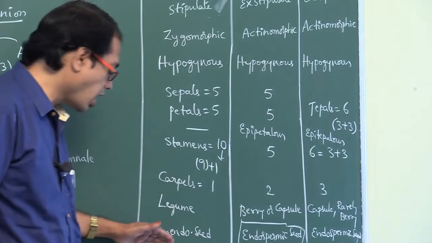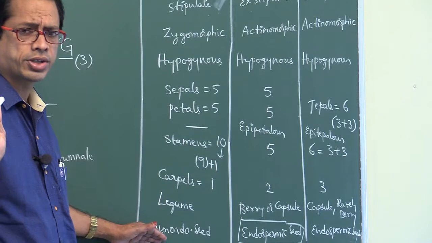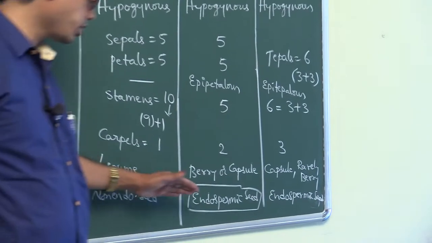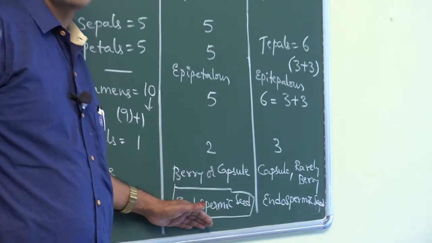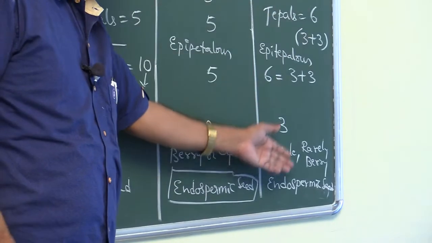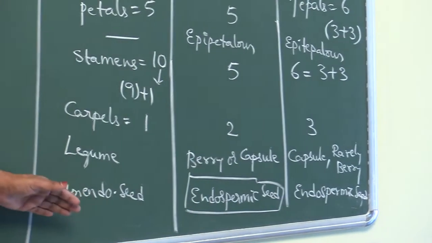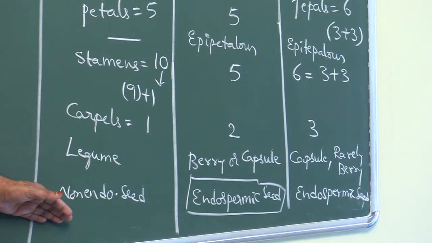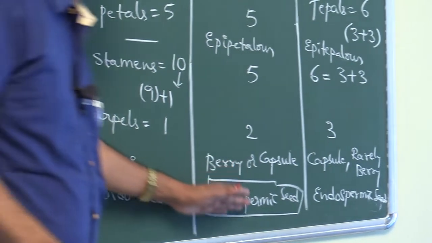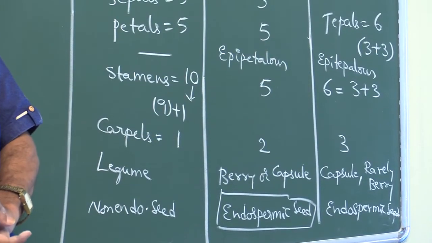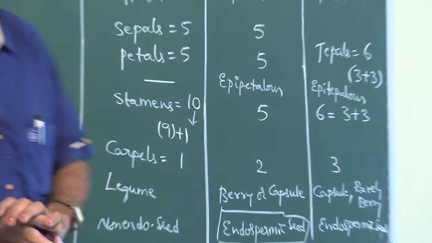Generally dicots have non-endospermic seeds. The dicot family in which endosperm is present is the Solanaceae family. Liliaceae is a monocot, and in monocots endosperm is present. So Fabaceae seeds are non-endospermic seeds. Both Solanaceae and Liliaceae have endospermic seeds. Did you understand, my dear students?